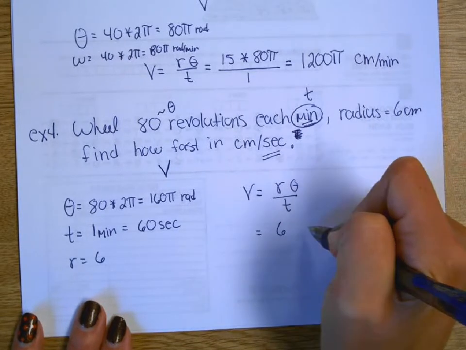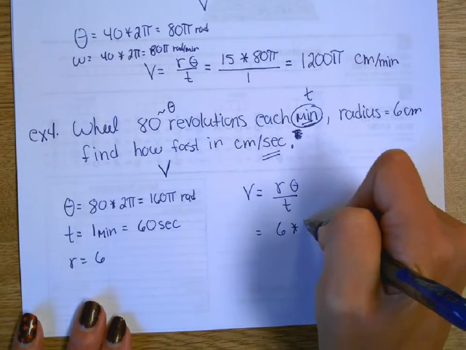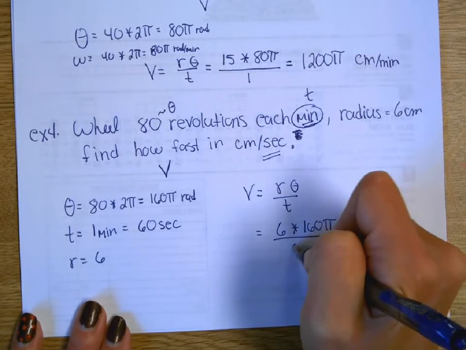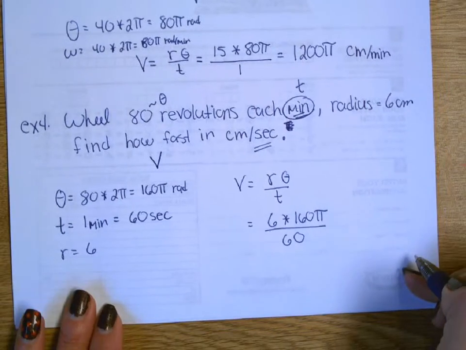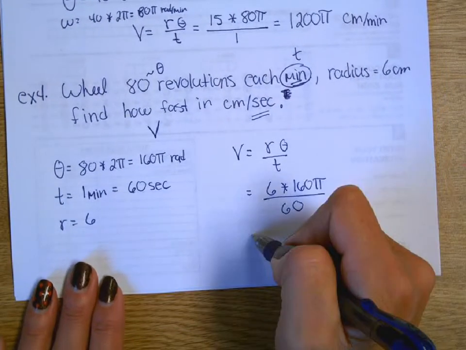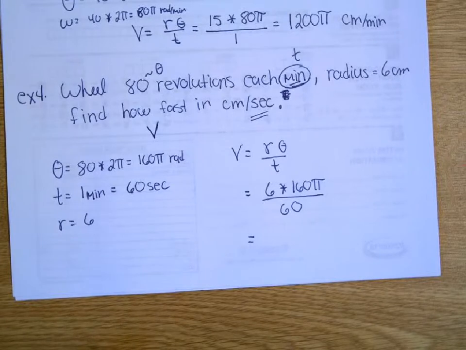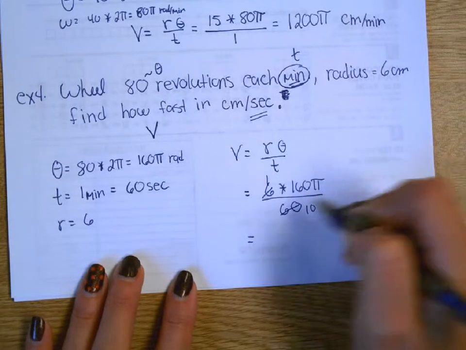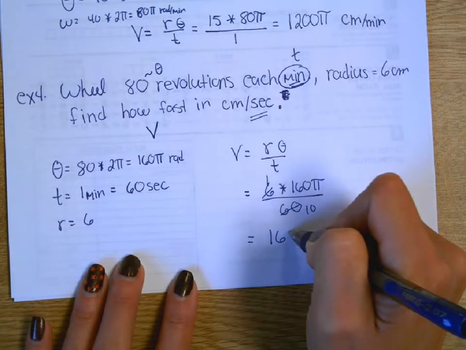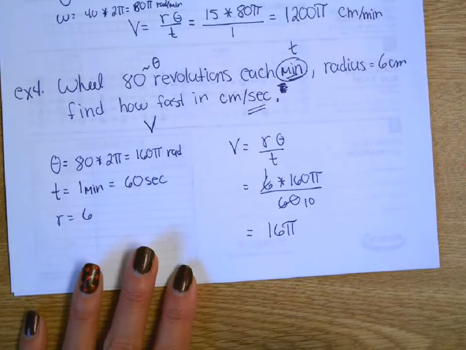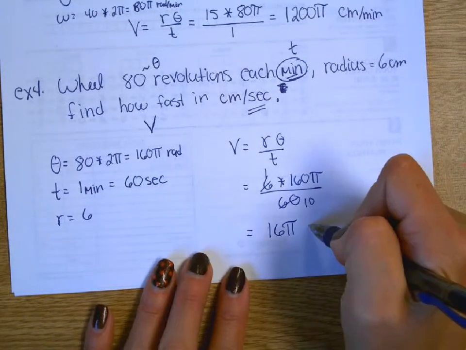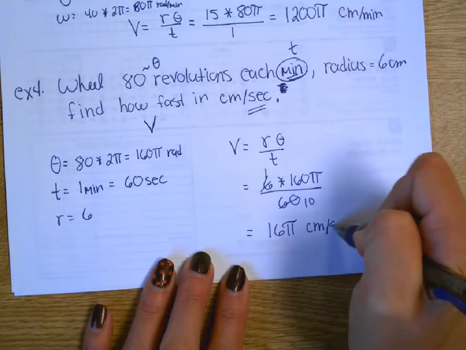6 was my radius. Theta was 160 pi. Time is now 60 seconds. And now it's calculator work, keeping the pi visible. Oh, I might be able to do this. 1, 10, 16 pi. Now give me a label. Oh yeah, centimeters per second. I gave it a label.